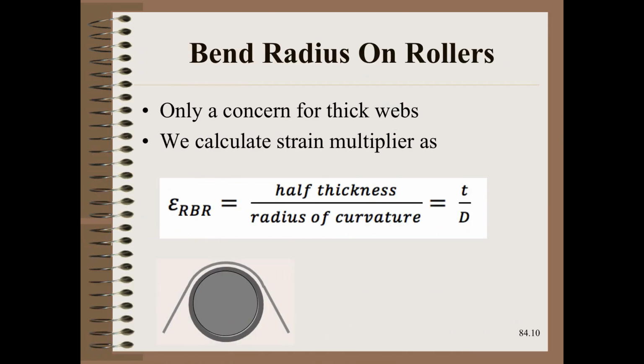Two potential problems are unique to thick webs. We present the first one here, and that is roller bend radius. The strain multiplier is easily calculated from geometry. For this element, the MD tension variation is through the thickness.